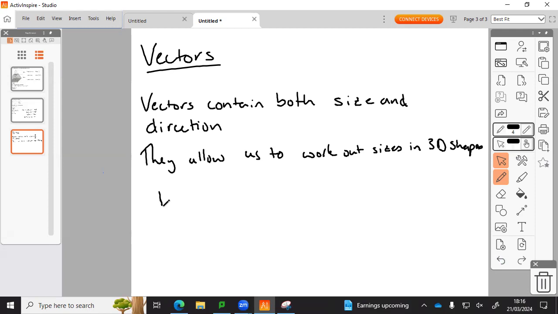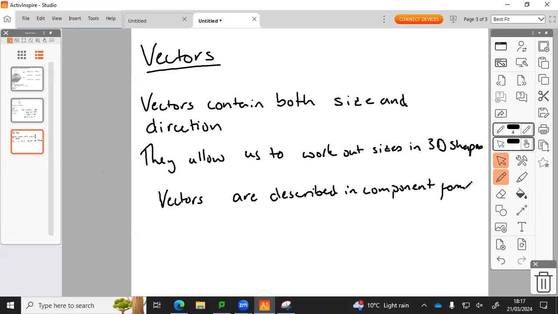So vectors are described in component form usually. All right, and this term component form will come up a couple of times, okay? So there's a couple of ways they can ask vector questions. They'll look for component form quite often.